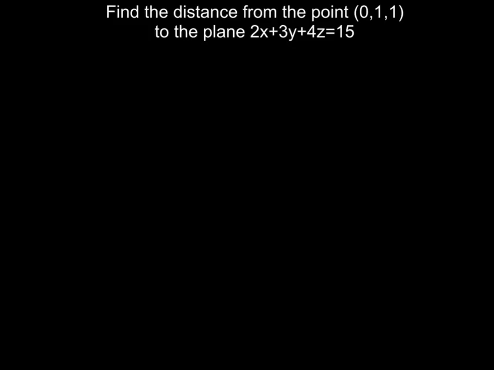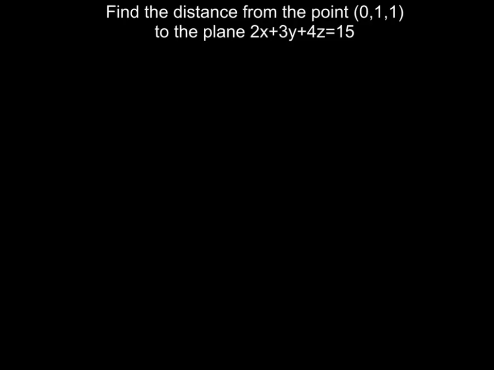Hi guys, this is another video about how to use projections to find distances between various objects in three-dimensional space. In this problem, we're going to find the distance from the point (0, 1, 1) to the plane 2x + 3y + 4z = 15. The very first thing we want to do is draw a rudimentary diagram of our situation.